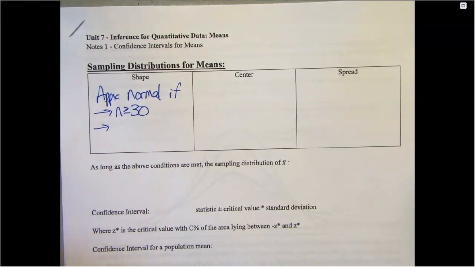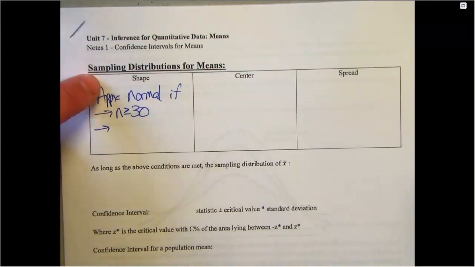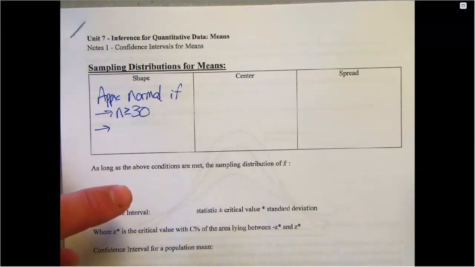What did I just say? Is that what I said? Yeah, I was thinking like both things at once. If it doesn't say n is greater than 30, what other condition can we use to verify that it'll be approximately normal?